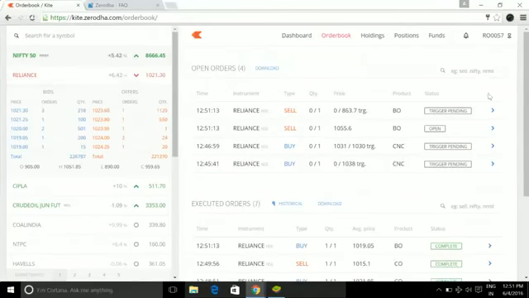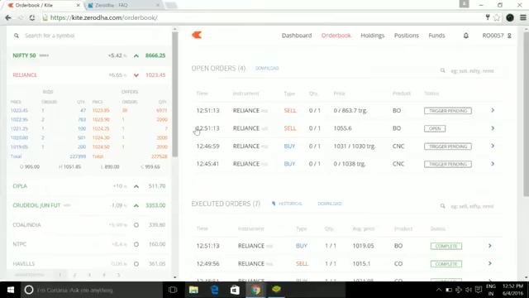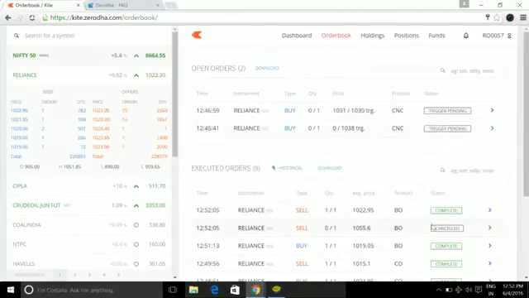Now if you want to exit this 1019.05 bracket order position, come on either one of them and say exit. If you say exit, as you can see, both the positions got exited. So basically what happened was your target got cancelled and your stop loss order got modified and exited at market price. So the Reliance bracket order was bought at 1019.05. It was sold at 1022.95.